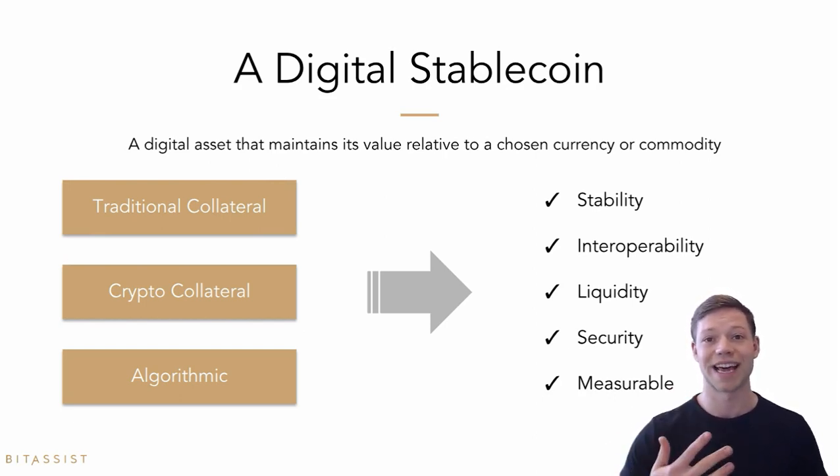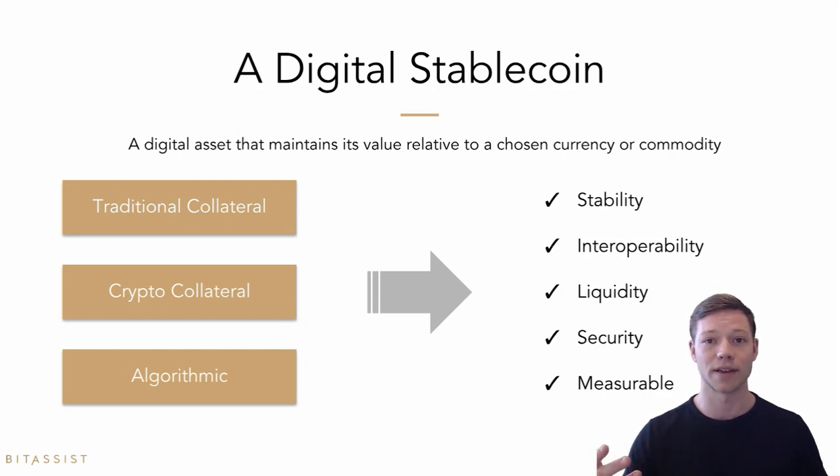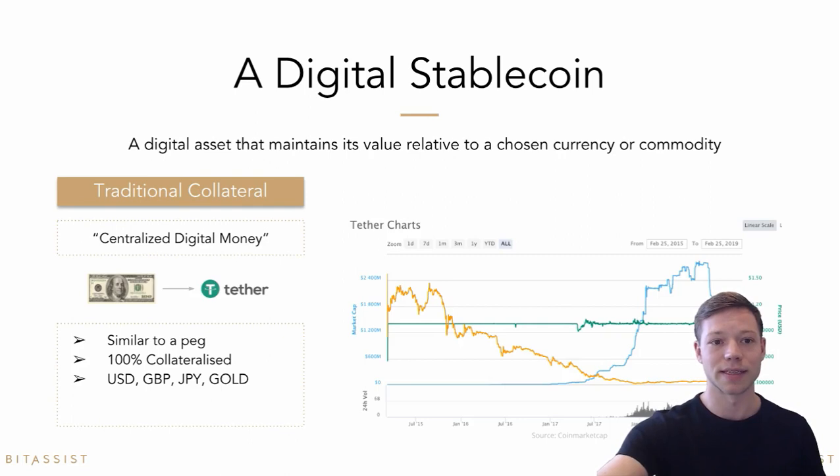Talking about digital assets, they can be, let's say, reallocated if we're not careful with how we deal with our private keys and storage, or perhaps have a 51% attack. And measurable. You need to be able to gauge actually how much of that stablecoin you have at any given time. So now we're going to go into each one of these use cases.